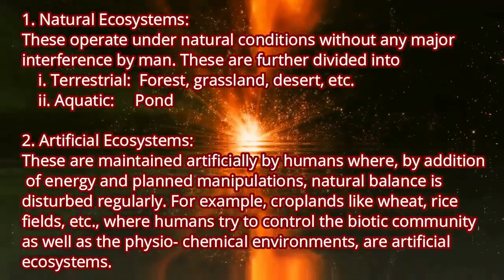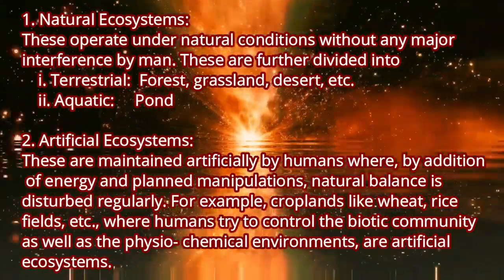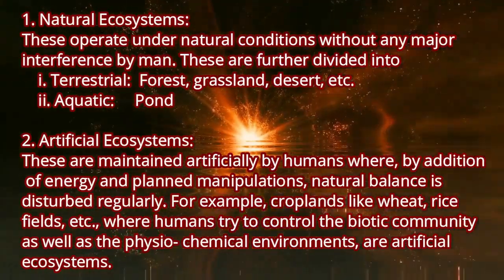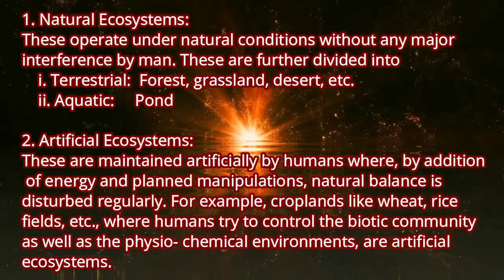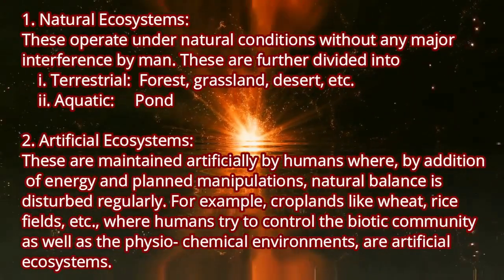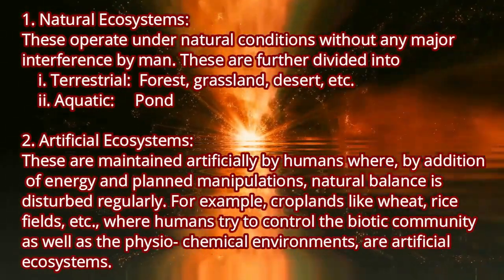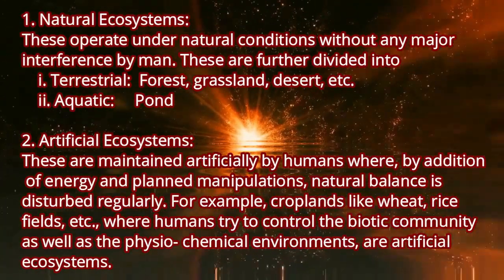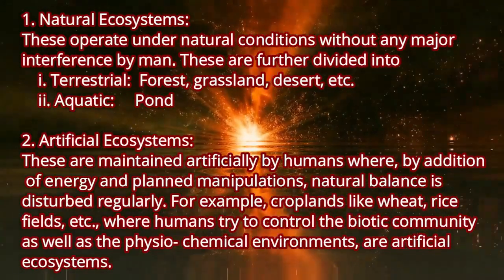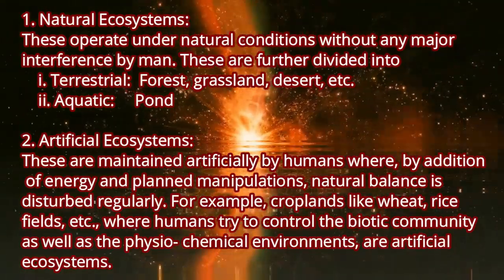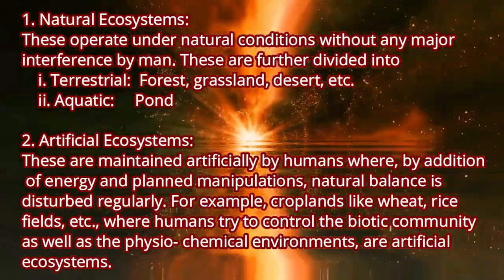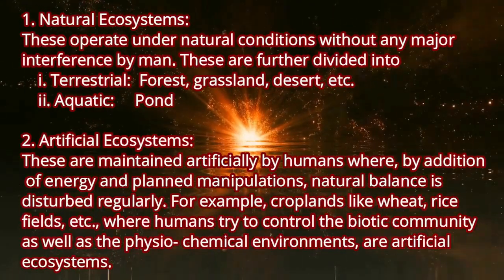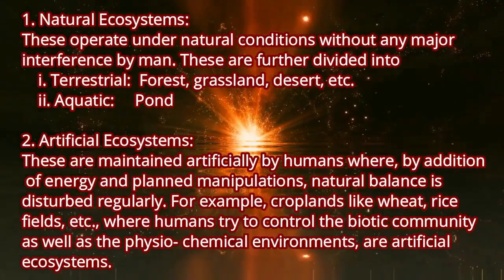There are other two divisions like terrestrial ecosystem and aquatic ecosystem, that is depending on the nature of ecosystem, right? But based on the nature of formation, ecosystems can be of two types. One is natural ecosystem, another is artificial ecosystem. Now natural ecosystem is something which is built by nature. For example, if you see a forest, a grassland, a desert, it is built directly by nature. No humans have built it, right? Those ecosystems are called natural ecosystems.